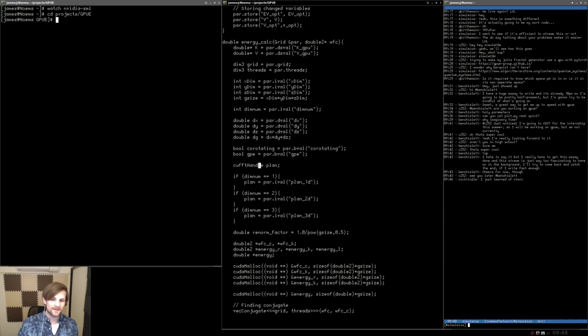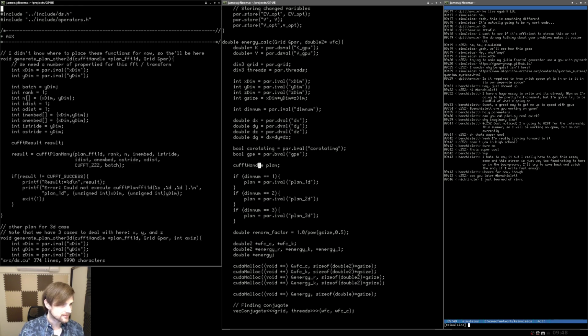We have this thing called a cuFFT handle. In order to perform a 1D Fourier transform, basically what you need to do is create a plan that allows you to do this transformation. So in our case, all these plans are in VI source ds.cu.